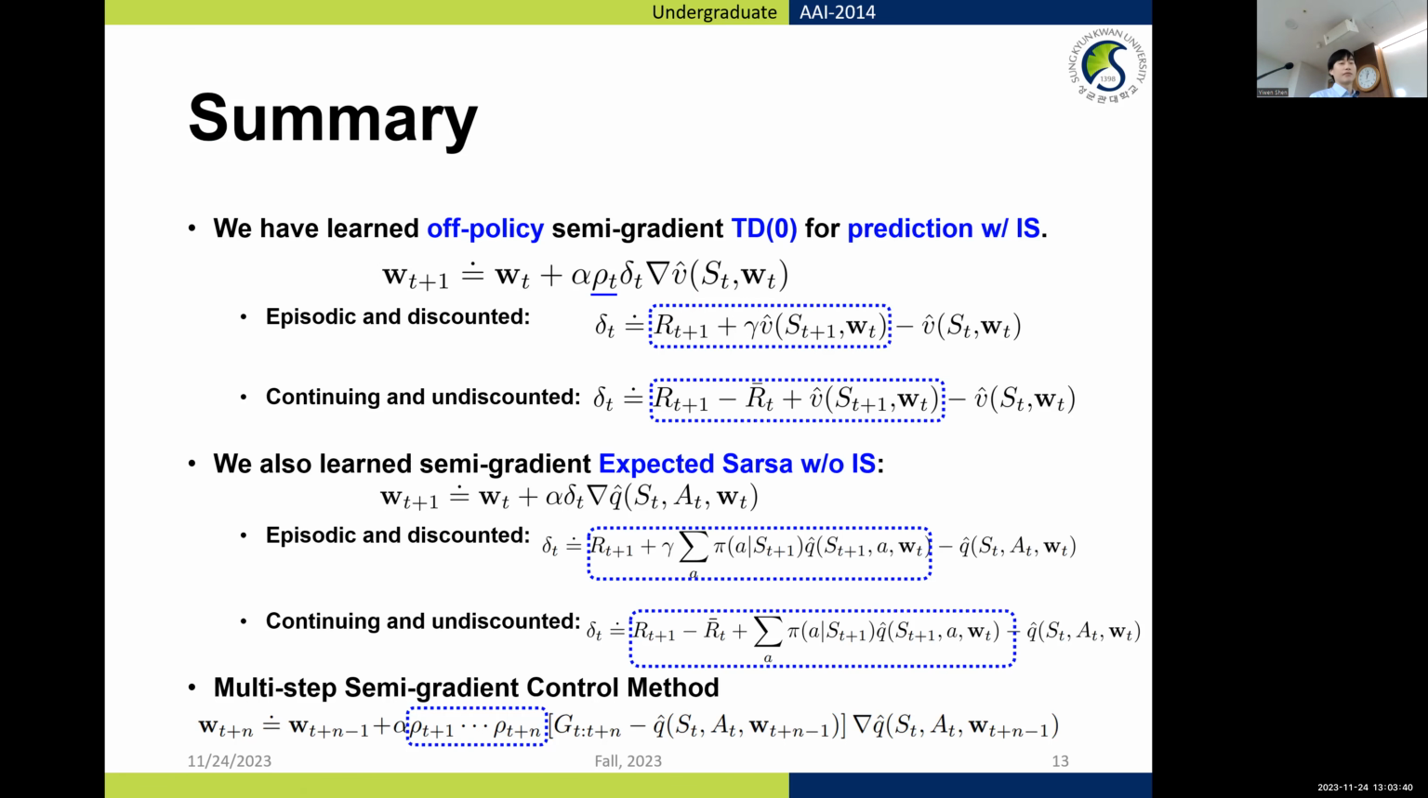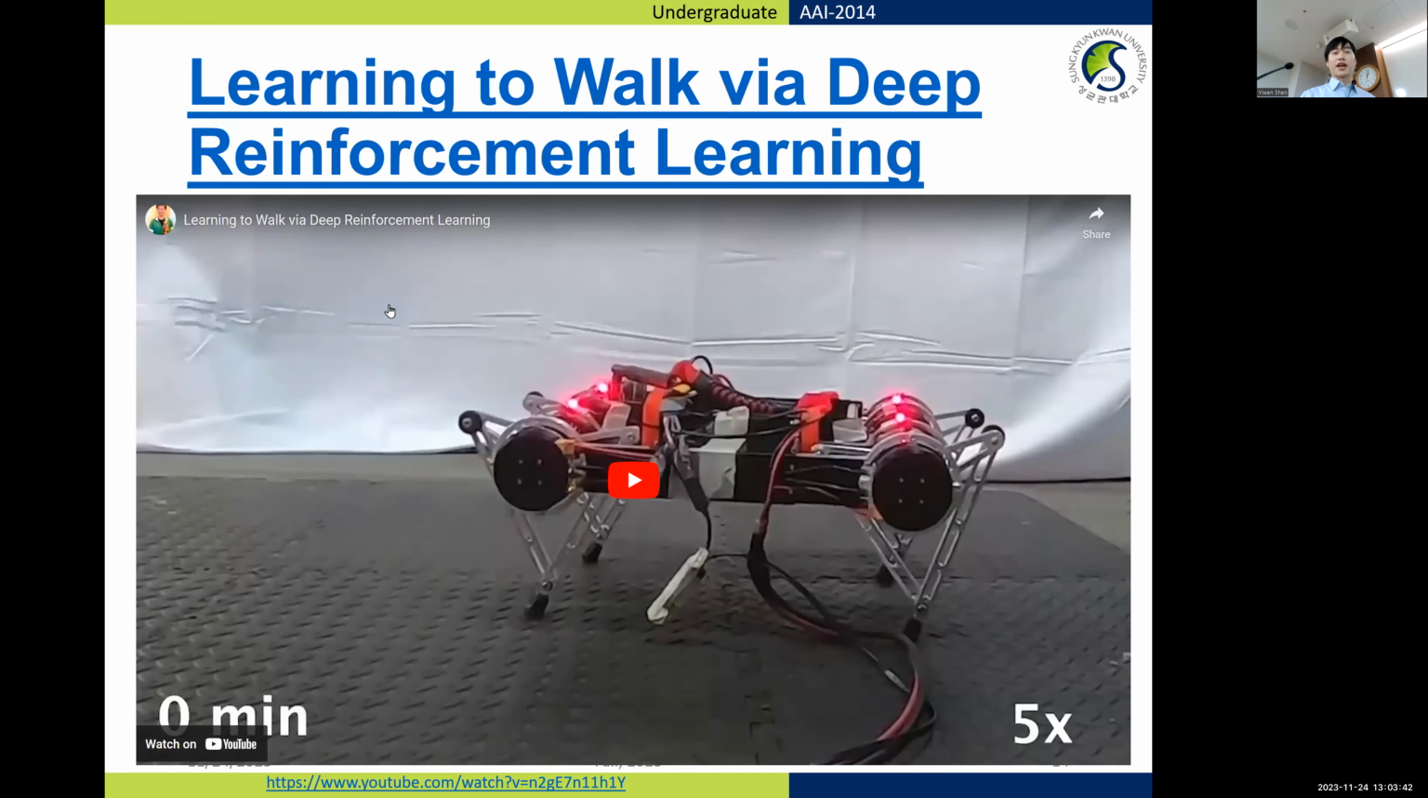So before we move to the next topic, let's take a look at a real-world application of learning to walk with deep reinforcement learning. The goal of this team is that they developed this machine. It has 4 feet here, and I don't know how they designed their motor to move these feet.